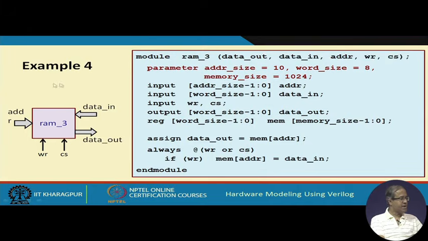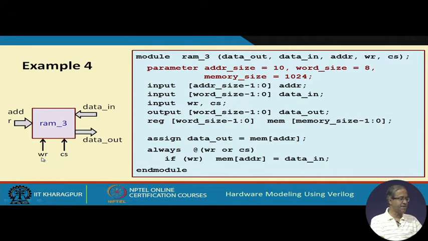So, how does it look? It is something like this. I have a memory, a RAM. I have my address, data in and data out as separate data buses, and read. Okay, there is no separate read line.